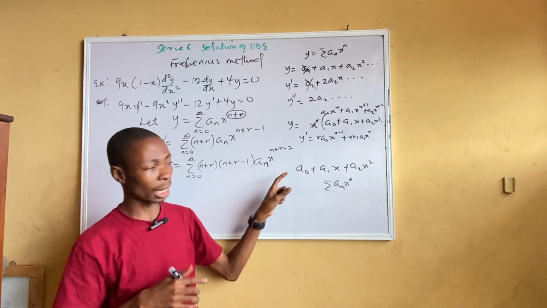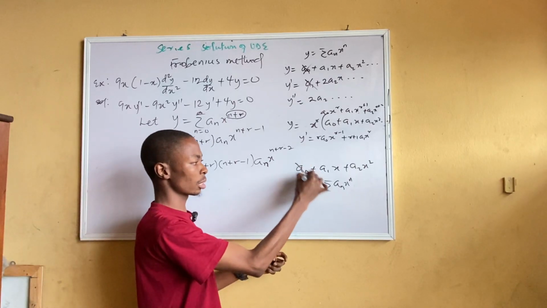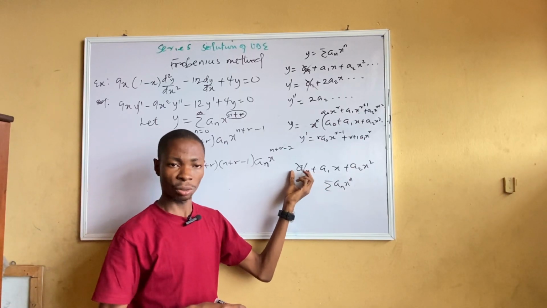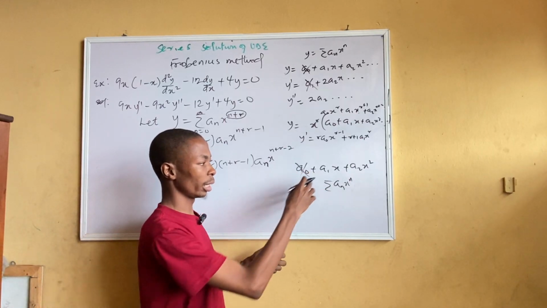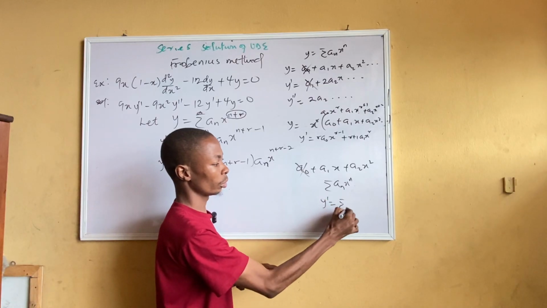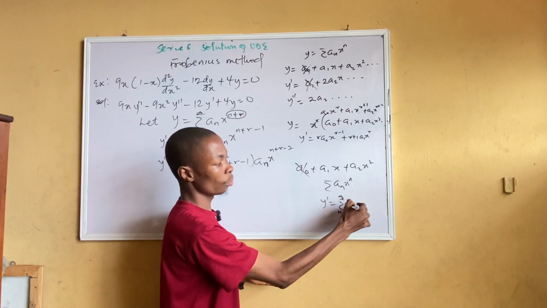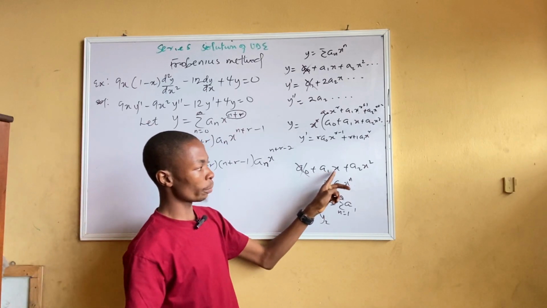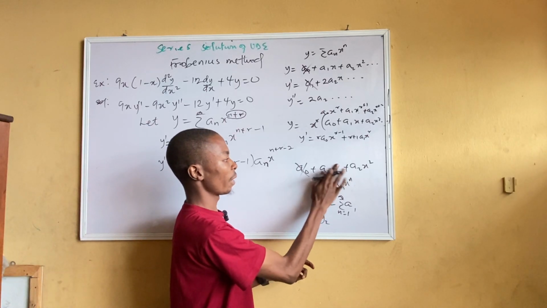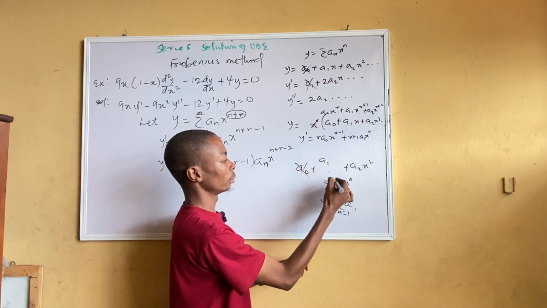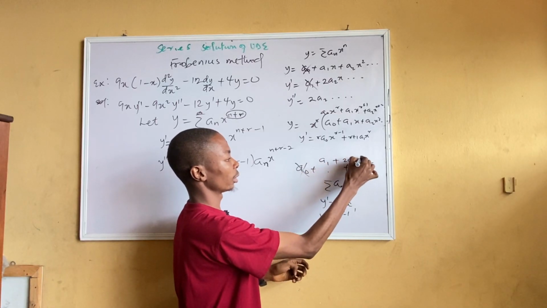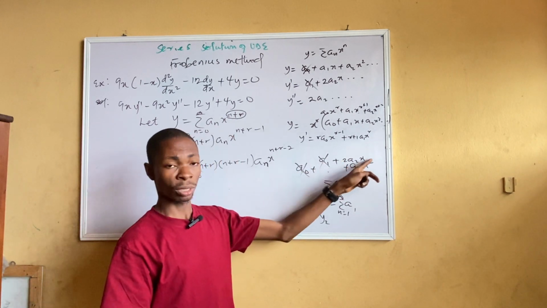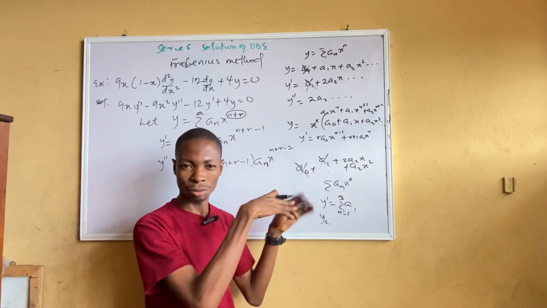If you differentiate this now, it will start from 1. The first term, a naught, will be eliminated and become 0. It will start from a1, like dy dx will be the summation from n equals 1 of a n times n x to the n minus 1. If I differentiate again, I'm going to have a1 plus 2a2x, and a1 will now turn to 0. The next one will start from a2. So that is using the power series.